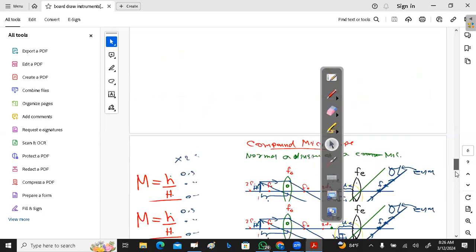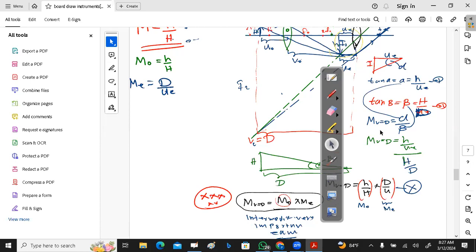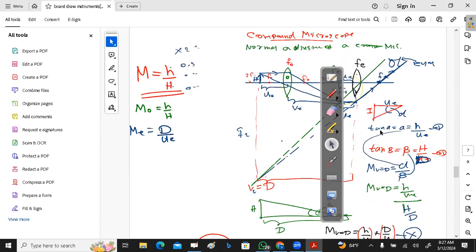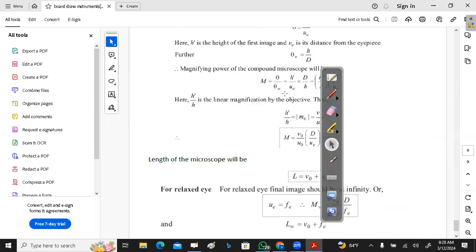Hey men, we have done the compound microscope here. See, you guys are telling me that we didn't do the compound microscope. We did. We have done, man. My memory works really well. We have done the entire setup of what? Compound microscope here. See.